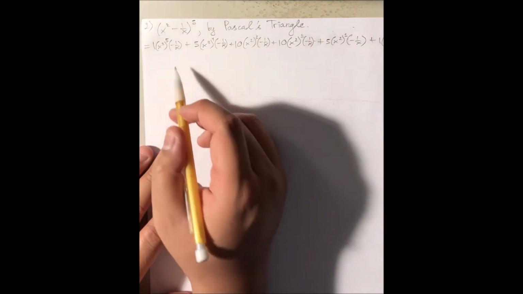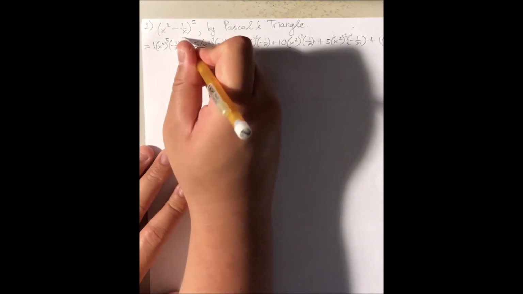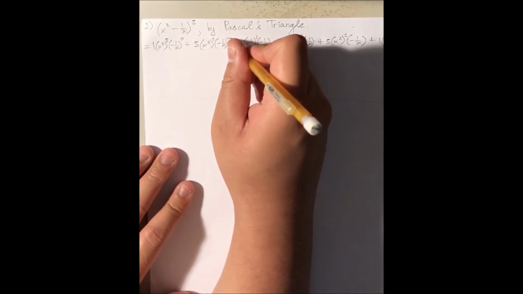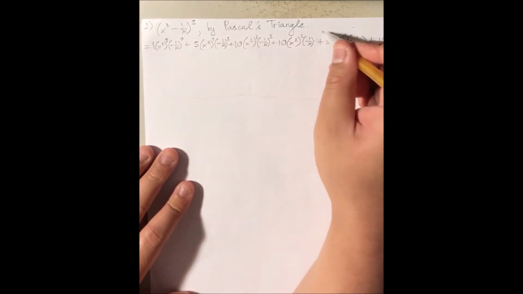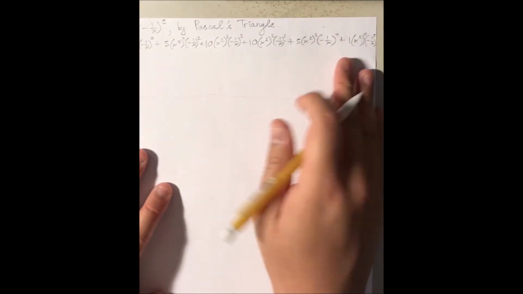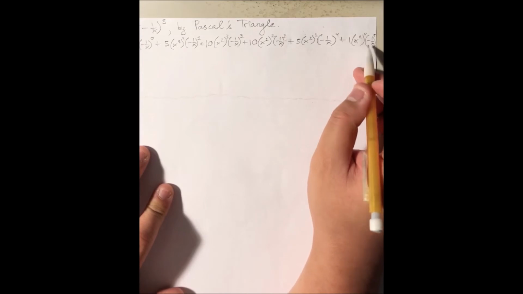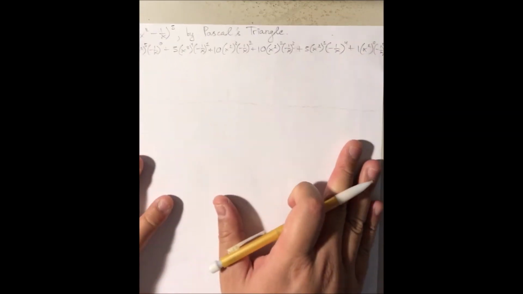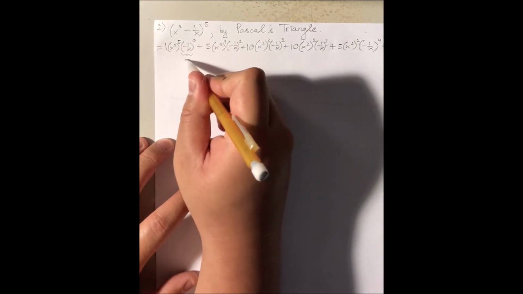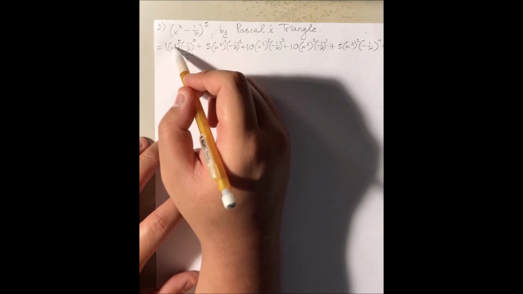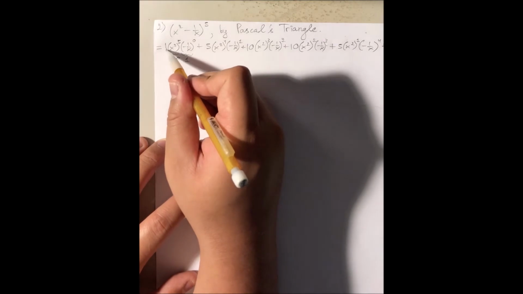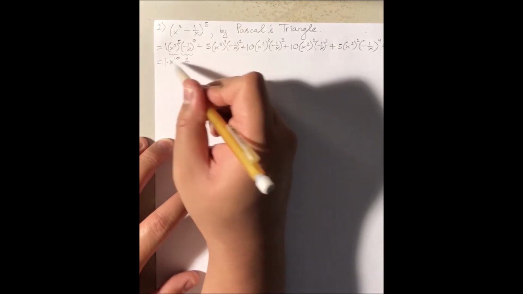Now for the second term, it starts with the lowest exponential power, which is 0, and increases by 1 every time, all the way up to the highest. So this is going to be 1, 2, 3, 4, and then 5. Hopefully you can see that. So this is x squared raised to the 0 times negative 1 over x raised to the 5th. For the first term right here, anything raised to the 0 is going to be positive 1. X squared raised to the 5th is going to be x to the 10. And then 1 is just going to be 1 itself.